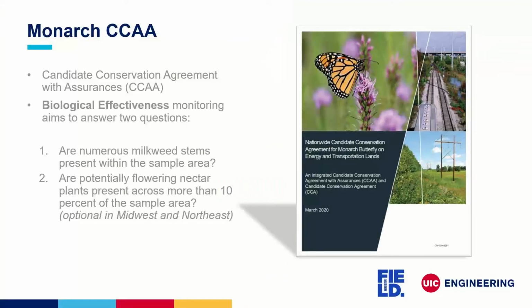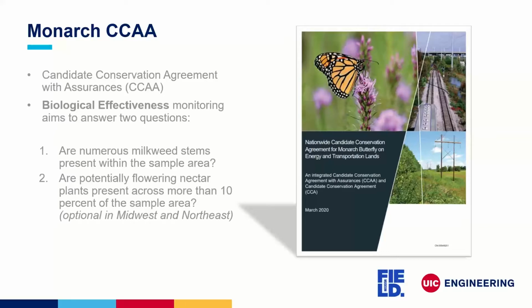The nationwide Monarch Butterfly CCAA is a voluntary pre-listing tool for non-federal land managers to proactively commit to conservation work supporting the monarch butterfly, which is currently being considered by the U.S. Fish and Wildlife Service for listing under the Endangered Species Act. In exchange, organizations enrolled in the Monarch Butterfly CCAA receive regulatory assurance that no additional requirements or restrictions will be put on them beyond what they have voluntarily committed to.